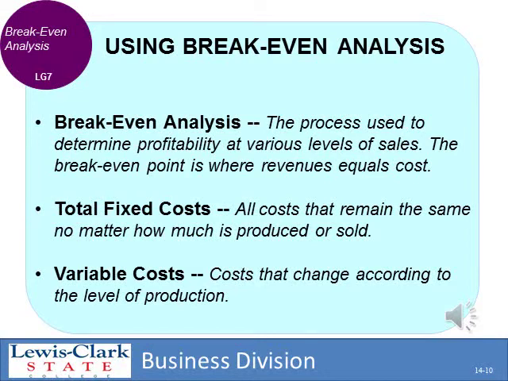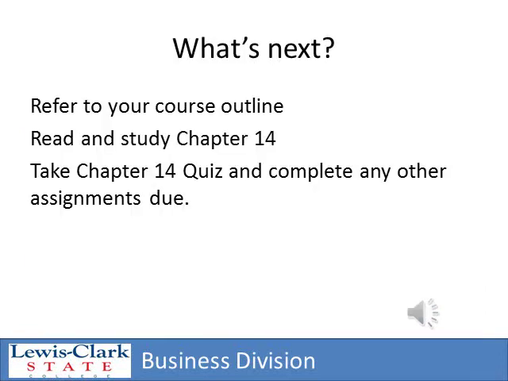And there's variable costs, and variable costs change according to the level of production. So obviously, the inventory that you purchase to make your product would be a variable cost. Utilities, if it takes electricity or other utilities to make your product, would also be considered a variable cost, as would production labor.